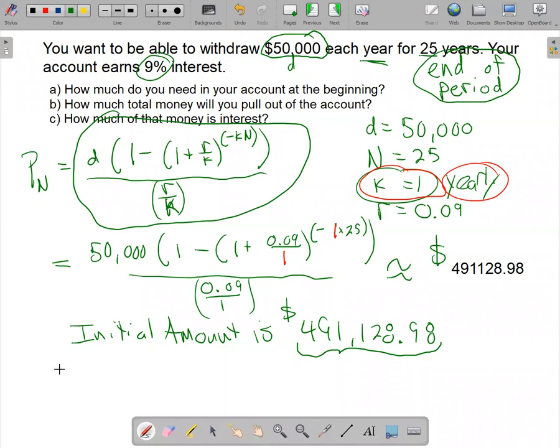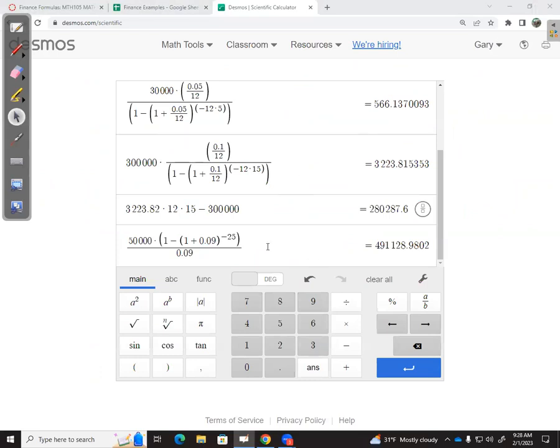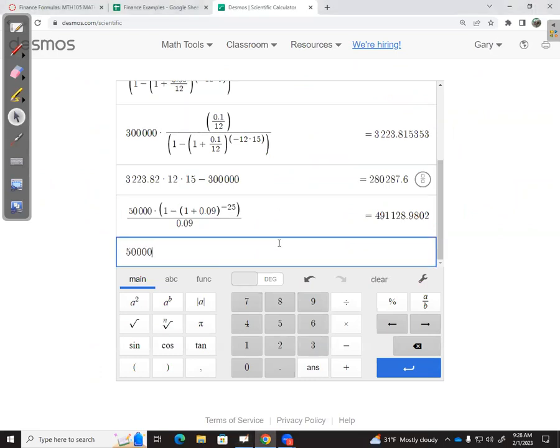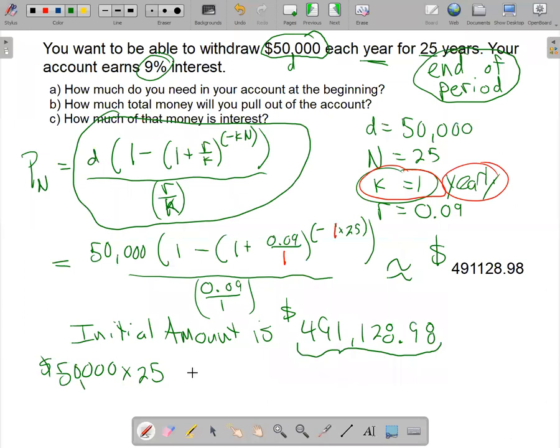Well, I'm getting $50,000 every year for 25 years. So that's just 50,000 times 25. Let's see what that is. So that ends up being $1,250,000. Holy crap. $1,250,000 is what I ended up withdrawing from the account.